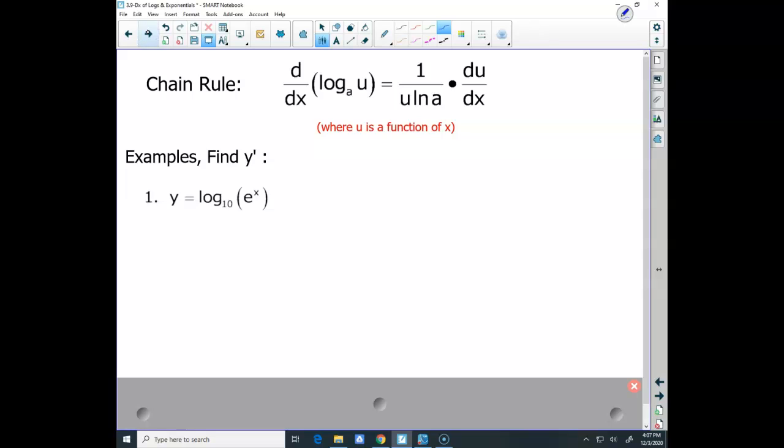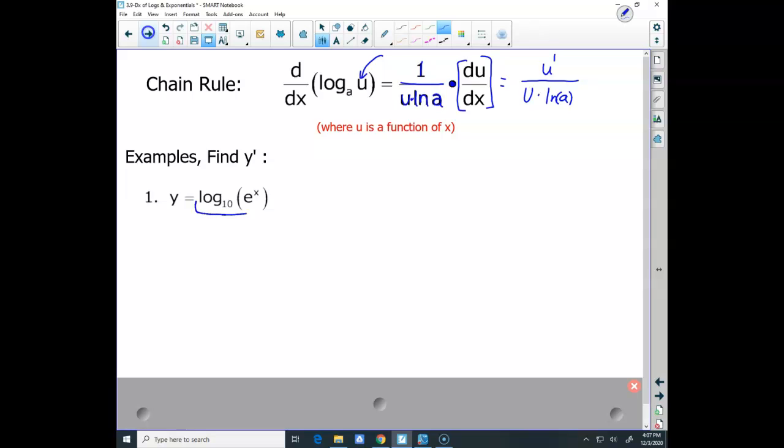However, of course, the argument might be a function of x. So what does that mean? Well, that means it's going to be 1 over the argument times the natural log of the base of the log times the derivative of the argument, okay? I like to think of this, again, as u prime over u times ln of whatever my base is. Well, let's hammer out an example.